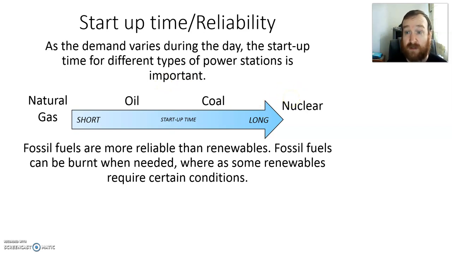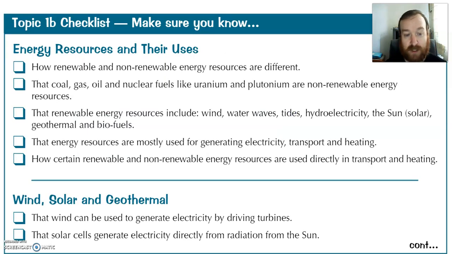If we only generated our electricity using wind, it wouldn't be reliable. We wouldn't know if we could turn on the kettle to get a cup of tea. Okay, if we only use nuclear, because it's got such a long startup time, again, we wouldn't be able to have a cup of tea after EastEnders. Okay, because we wouldn't be able to turn on enough power stations to generate all that electricity. Okay, so there's a mix of reasons behind which energy resource is the most appropriate for different situations.